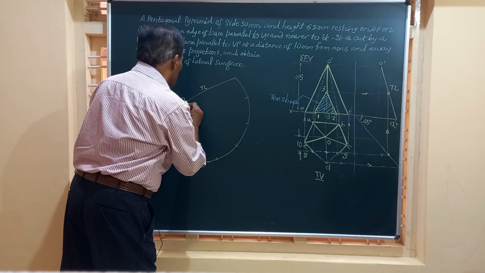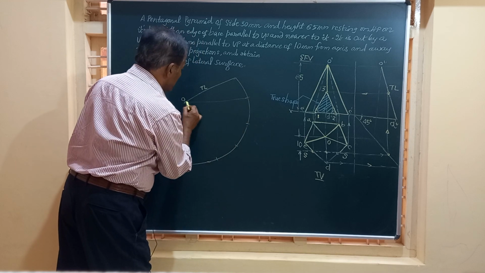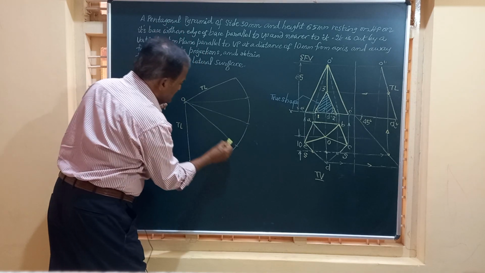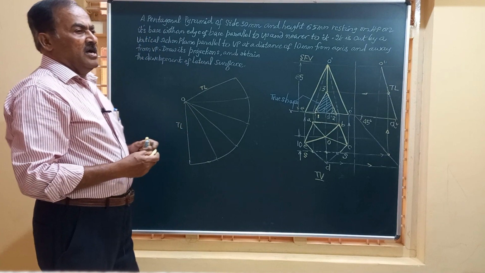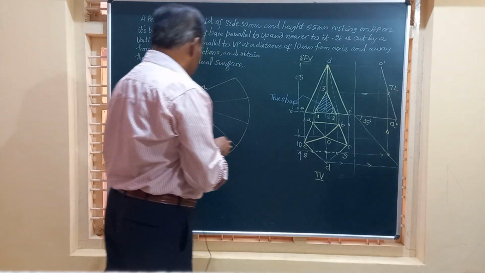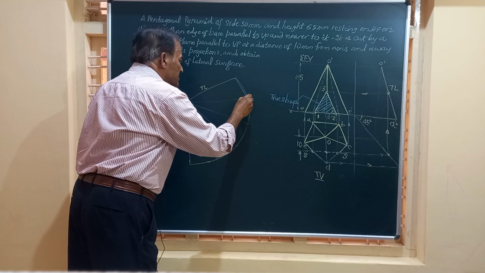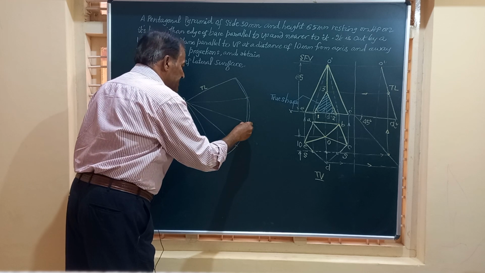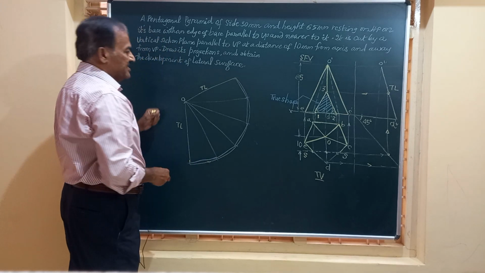Join all these to O, the vertex. This is 1, second, third, fourth and fifth. And for all these pyramids we have straight edges. So let me show those straight edges from all these. Straight edge, straight edge, straight edge, straight edge, again straight edge.